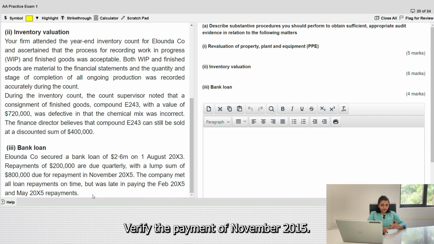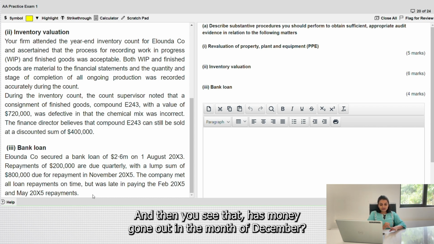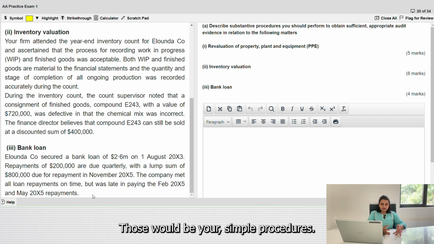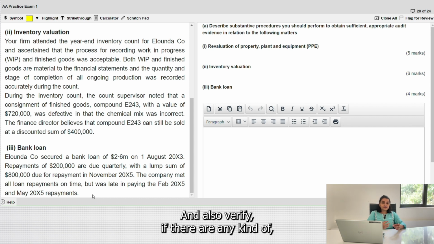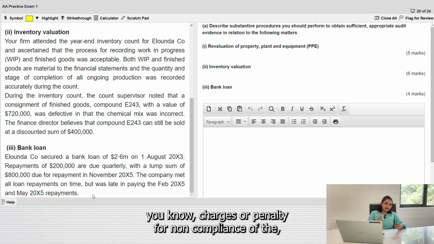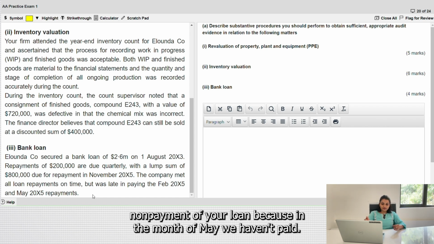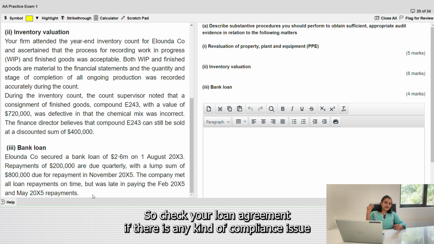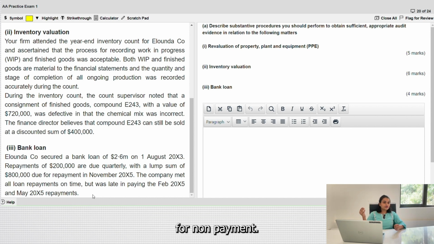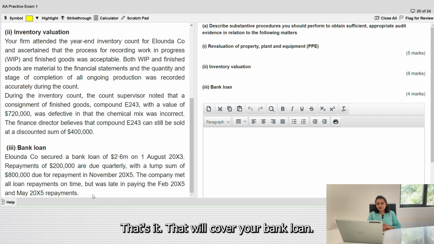Verify the payment of November 2015, has money been going out. And then you see that has money gone out in the month of December, in the month of January. Those would be your simple procedures. And also verify if there are any kind of charges or penalty for non-payment of your loan, because in the month of Feb and May we haven't paid. So check your loan agreement if there is any kind of compliance issue for non-repayment. That's it, that will cover your bank loan procedures.